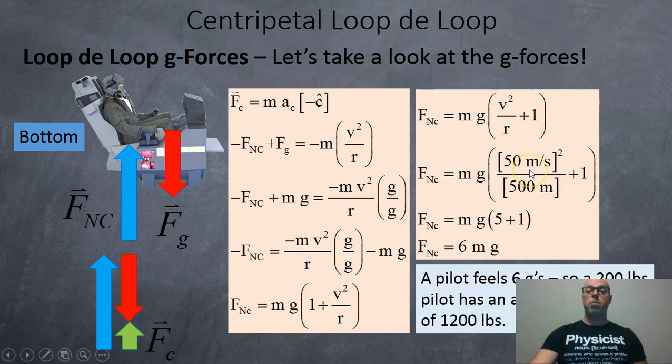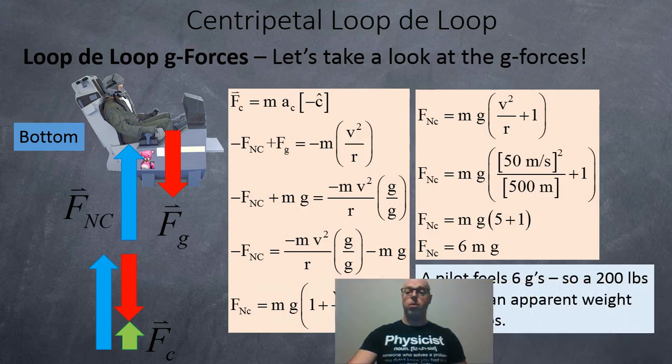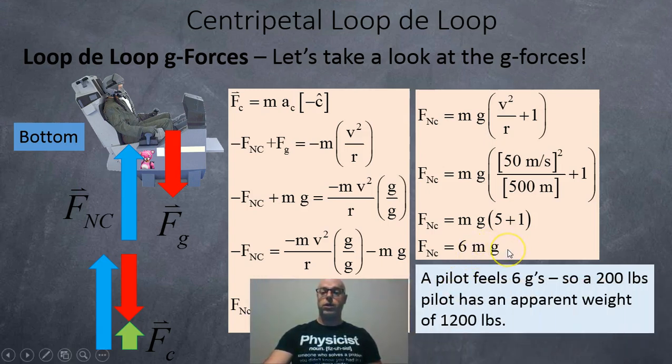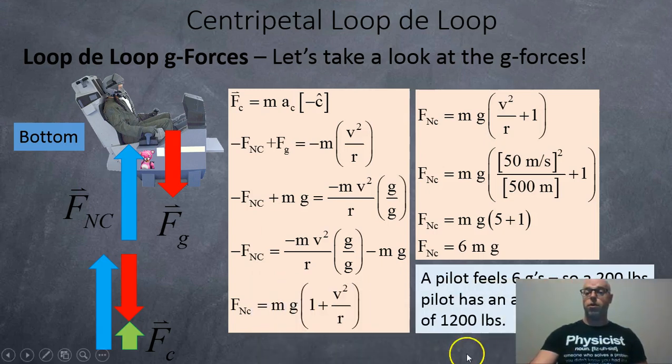When we sub in our numbers, 50 meters per second squared, which is 2,500, divided by 500, we get a 5, and then we're going to add the 1. So if you're at the bottom of this loop-de-loop, you are going to feel 6 mg, or 6 times more than your normal weight. If you are a 200-pound pilot, you'll feel like you weigh 1,200 pounds. If you're a 100-pound pilot, you'll feel like you weigh 600 pounds. So you're going to feel quite the G-forces. It'll be pretty hard on you.